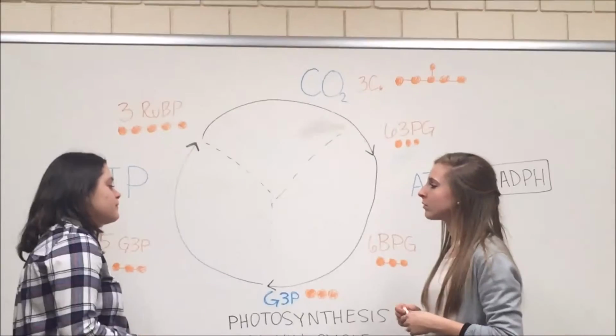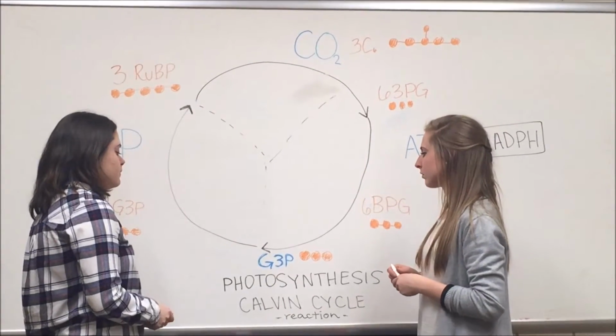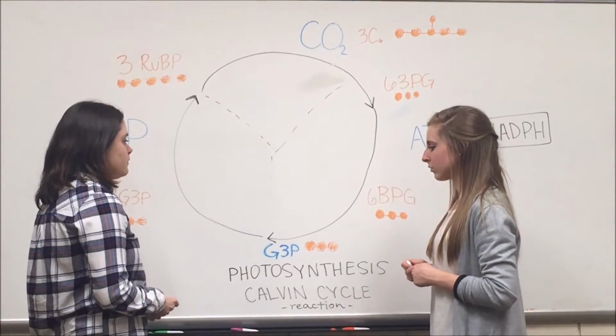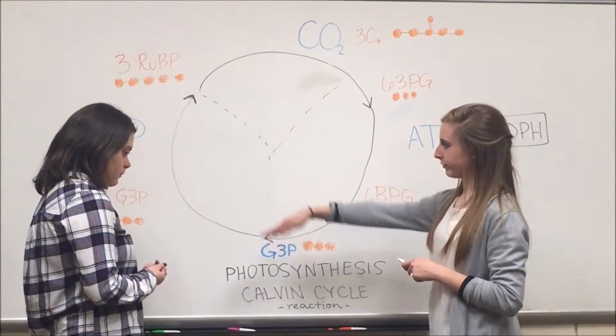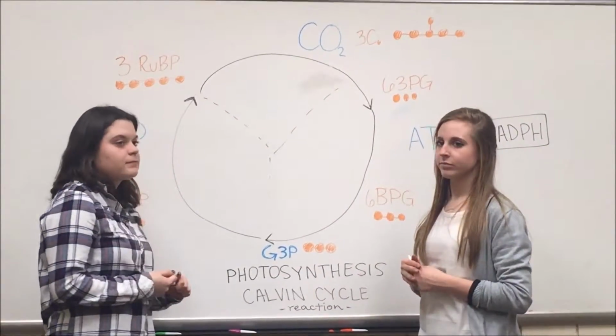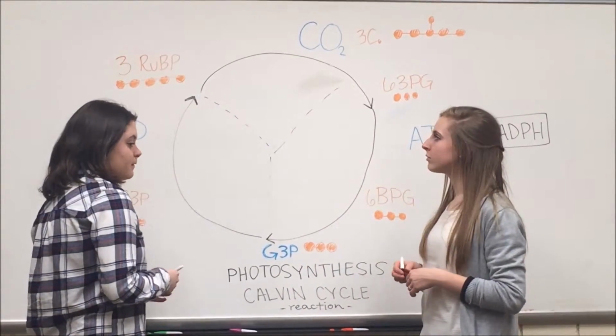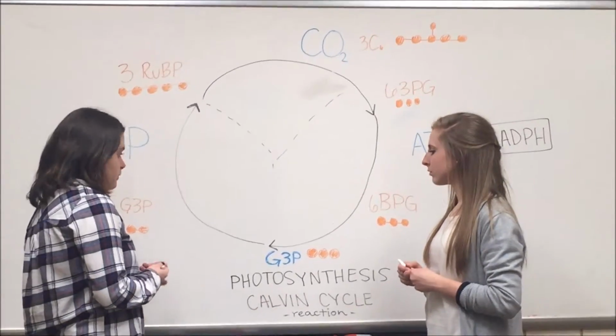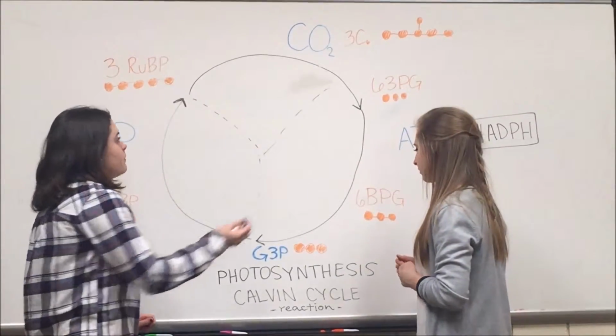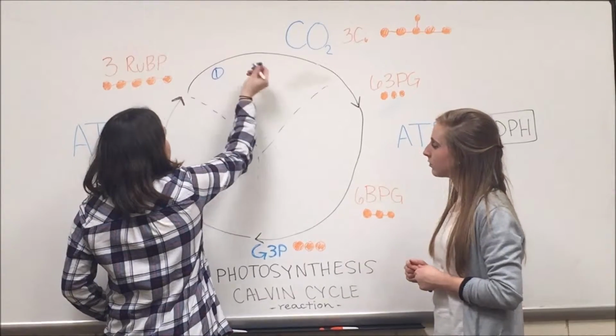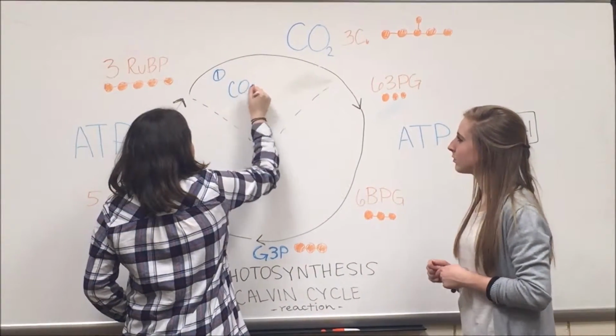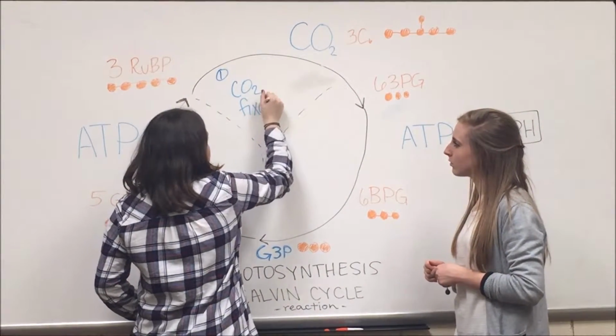Today we are looking at the Calvin cycle. The Calvin cycle takes place inside the stroma of chloroplast, which is where we saw also the light-dependent reaction of photosynthesis take place. With the Calvin cycle, there are three steps. The first step we have is carbon dioxide fixation, and this is the first step of the Calvin cycle.